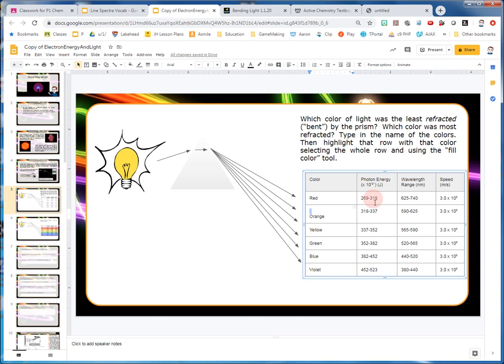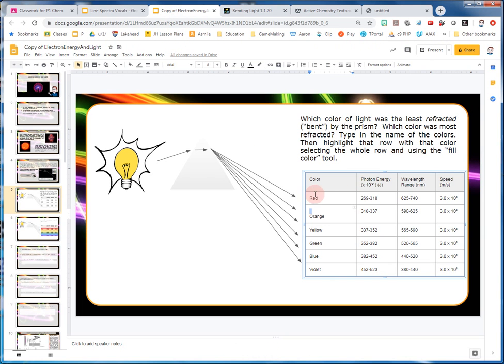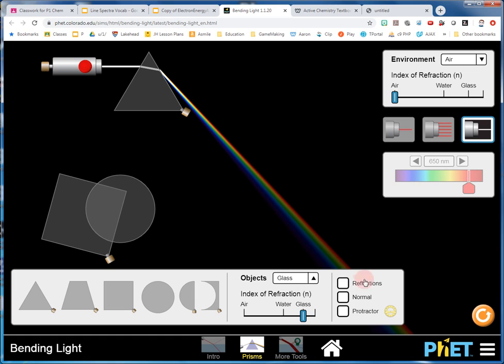And you don't have to determine the numbers, the photon energy and the wavelength range, because it's already in there. If you can figure out which color is the least refracted, then you know that color goes with this information. And I asked you to type in the names of the colors. Now, when you look at this, even though it looks red, there's actually lots of different shades of red in there, aren't there? So there's actually more than one red there. And there's more than one yellow, and more than one green, and more than one blue, and more than one violet.